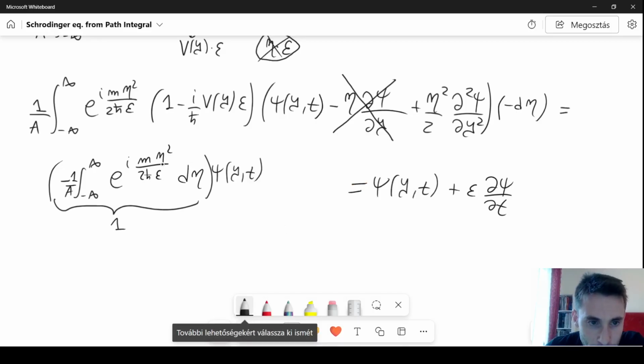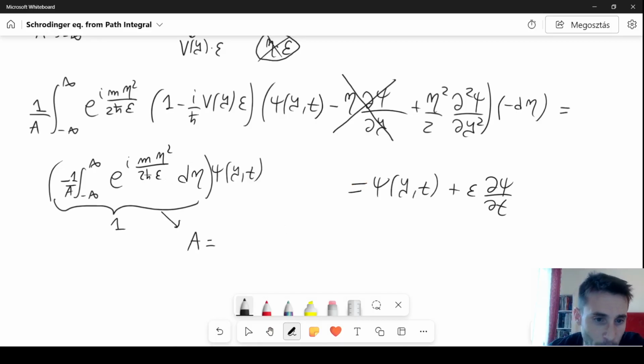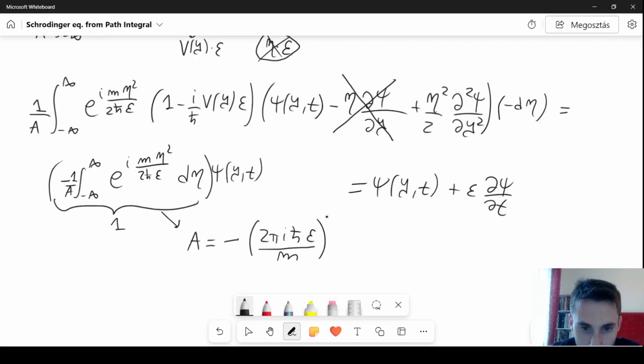And so eta does not appear, and we can choose a. I will give you the expression. If you just calculate the Gaussian integral, you can make sure that this is the case. A must be set equal to minus 2 pi i h bar epsilon divided by m to the power of 1/2. So this makes sure that this expression is equal to 1, and we have to make sure that this is the case because on the right we have a psi of yt, and on the left we must have the same quantity, psi of yt. And then we have another term which is proportional to epsilon as well, and we have to impose that also those terms are equal. So the term that multiplies epsilon on the right must be equal to the term or terms that multiply epsilon on the left.